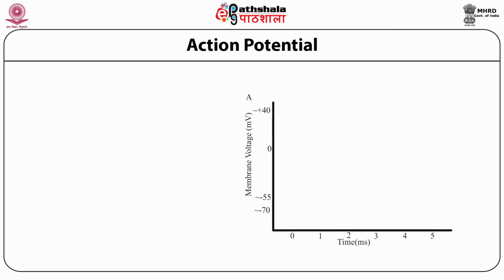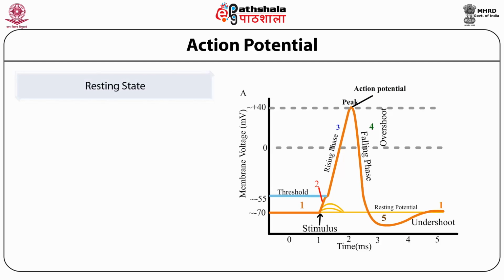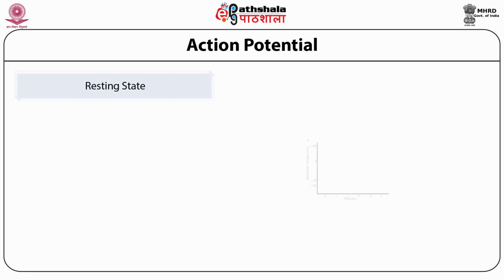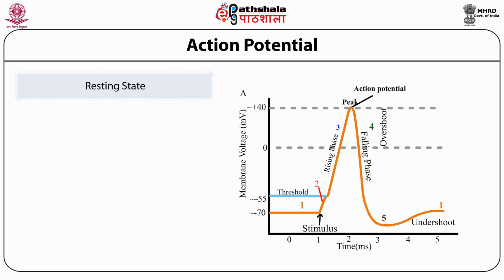This is showing the action potential. There are different states or phases of the action potential. The first one is the resting state. In the resting state, the value of the membrane potential is about minus 70 millivolts, and then it is followed by depolarization. Depolarization means the membrane becomes more positive.